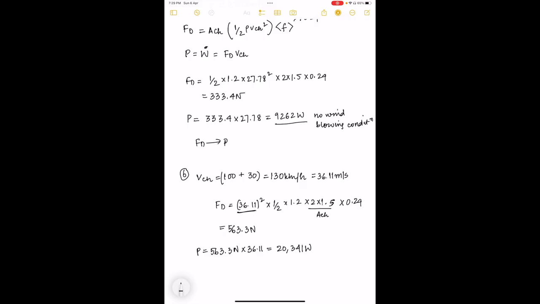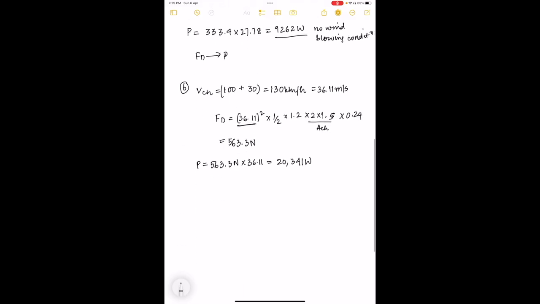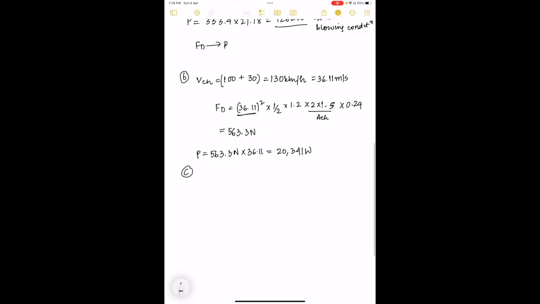Now, if the wind is flowing in the direction of the car, that is part C, you can take it as homework. What will be the power consumption? You will see that the power consumption for this case will be much less than the power consumption for case B. Thank you. That's it for the power consumption. So the problem is solved.